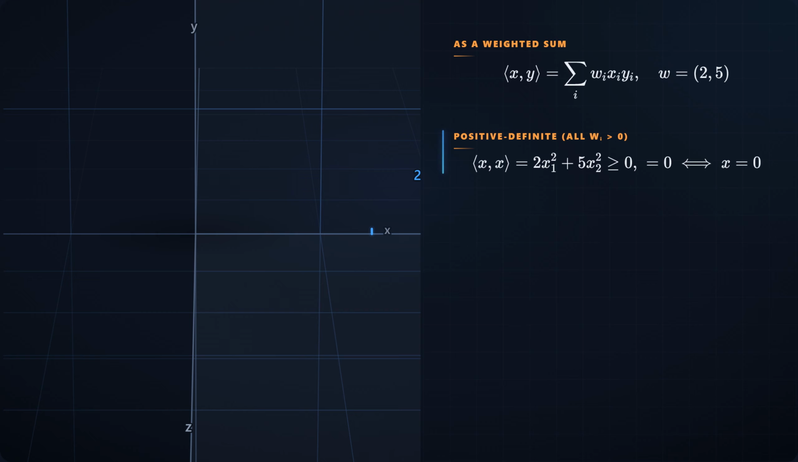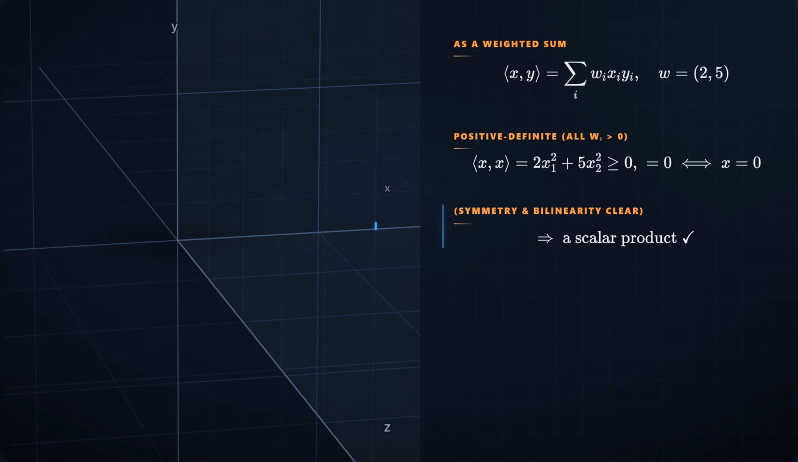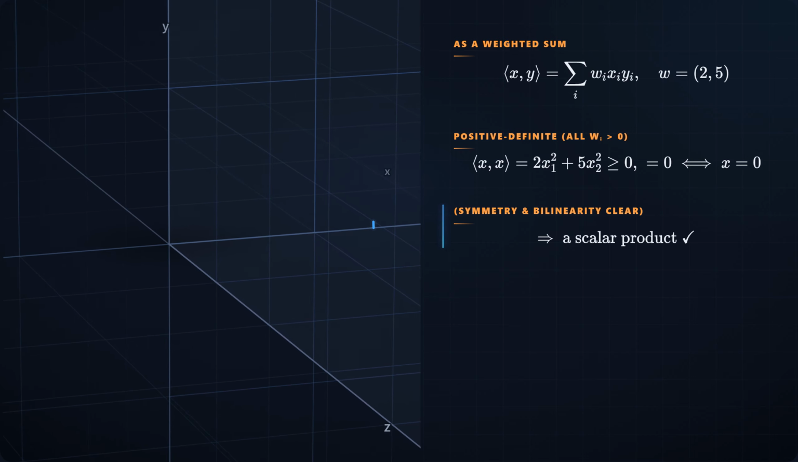Positive definiteness holds precisely because the weights stay positive. Symmetry and bilinearity are immediate for a weighted sum, so all three axioms hold. It's a scalar product.